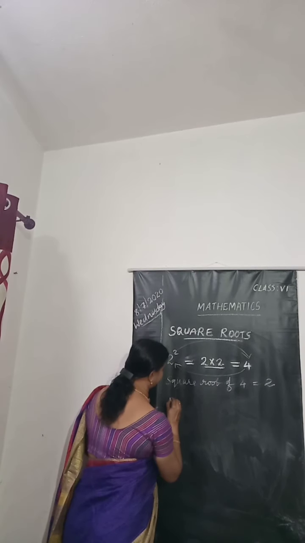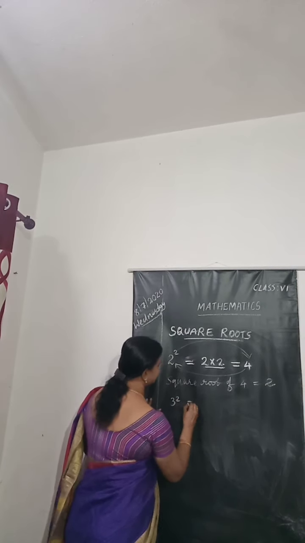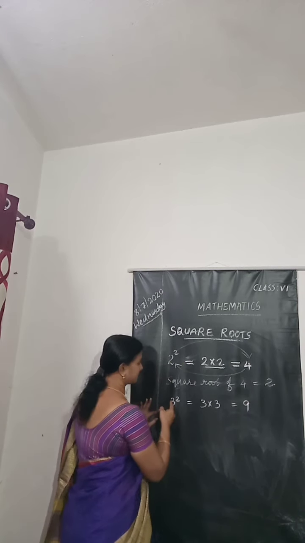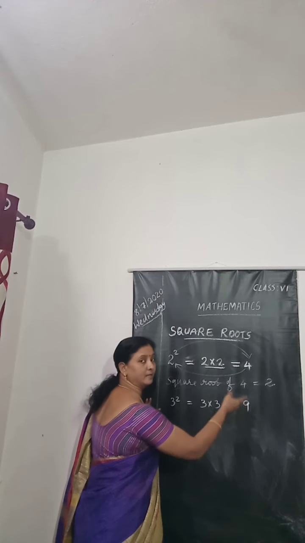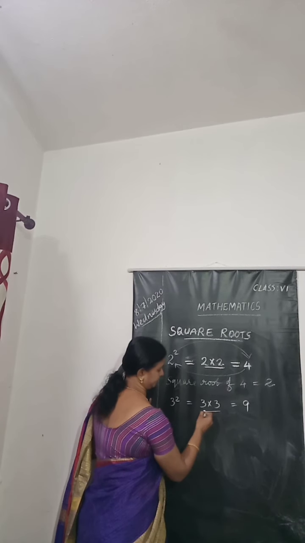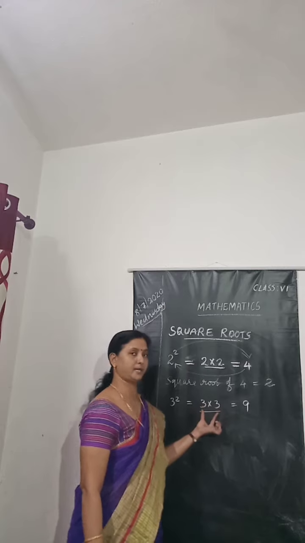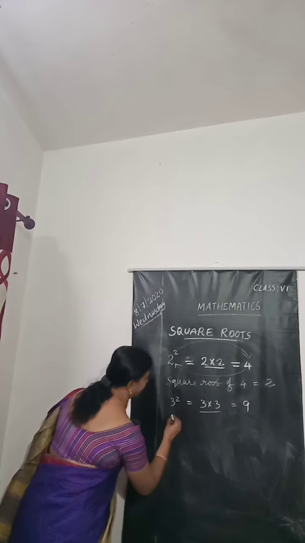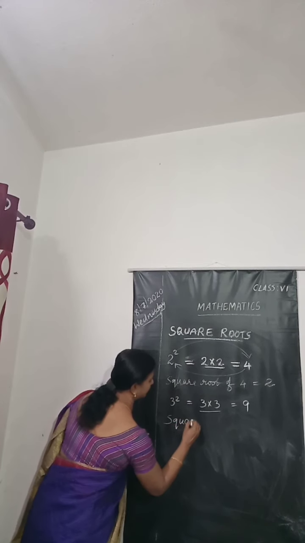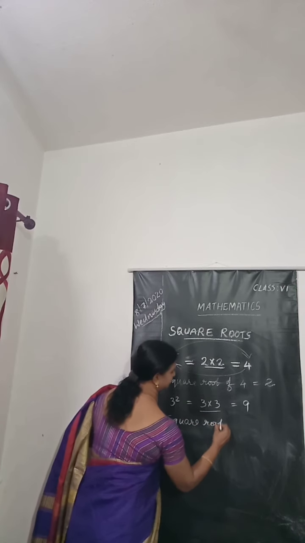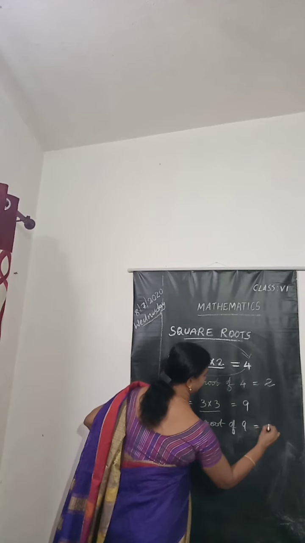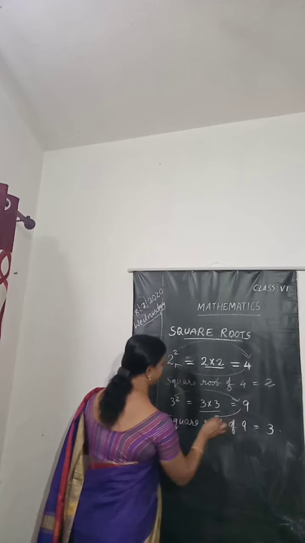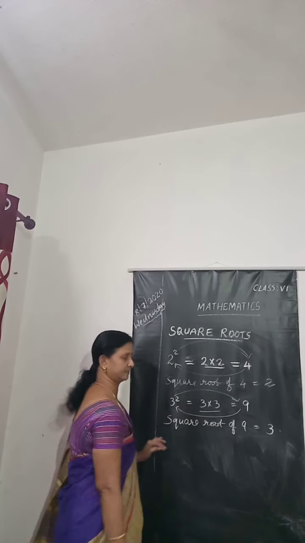The next example, that is 3 square. 3 square can be written as 3 into 3, which is equal to 9. So, square of 3 is 9. Square root of 9 can be calculated as, consider this 3 into 3. 3 comes in pair. So, take that 3 only once. So, square root of 9 will be equal to 3. So, square of 3 is 9 and square root of 9 is 3.